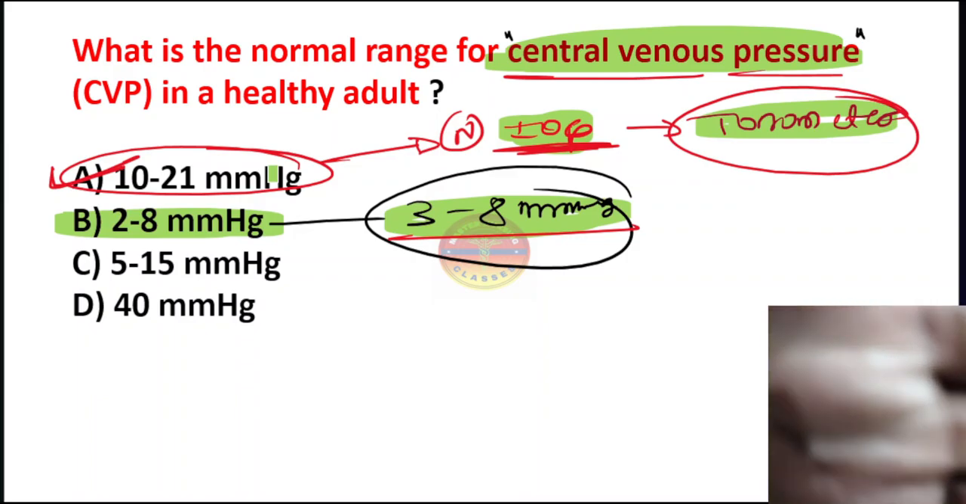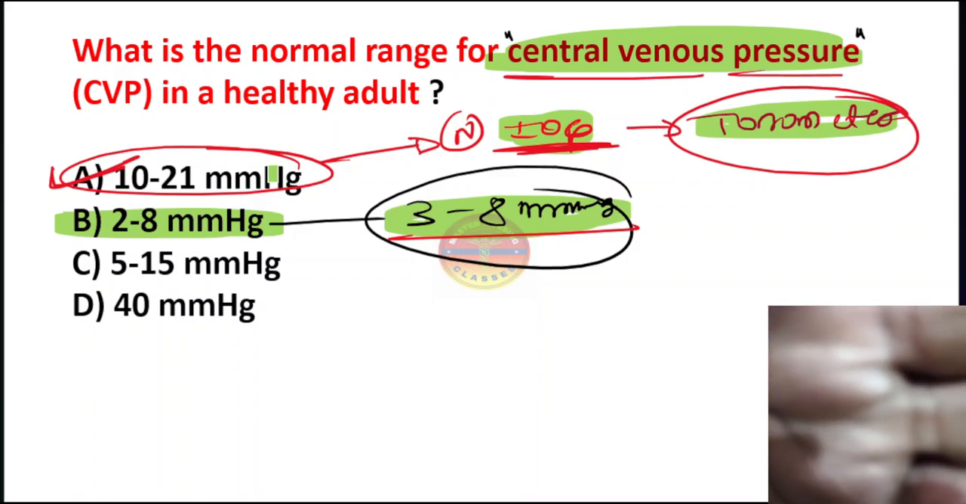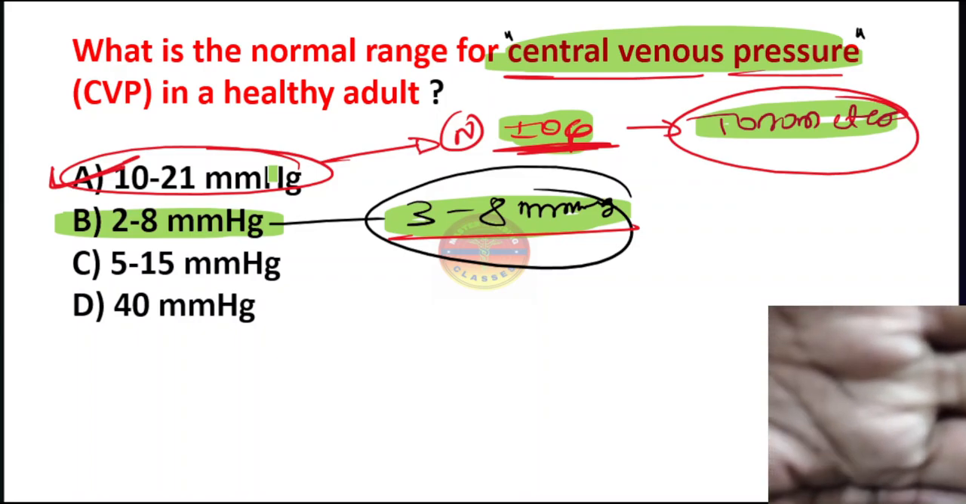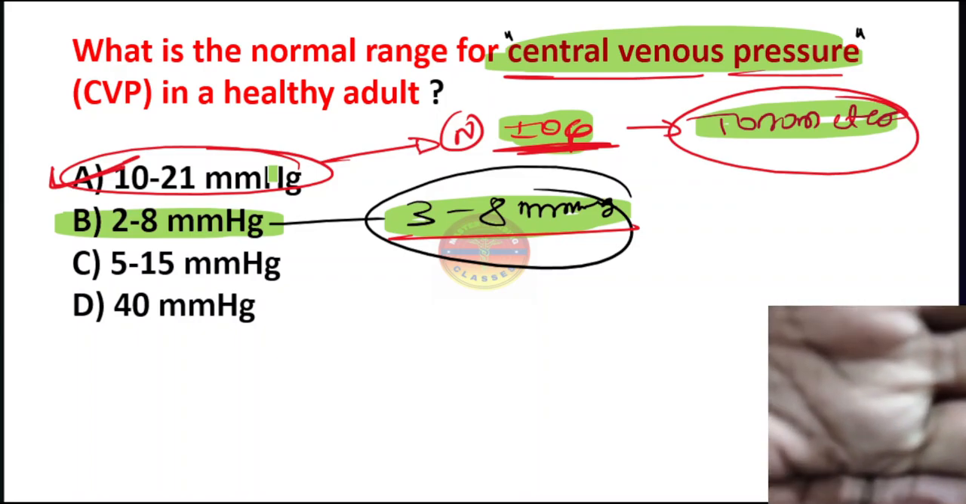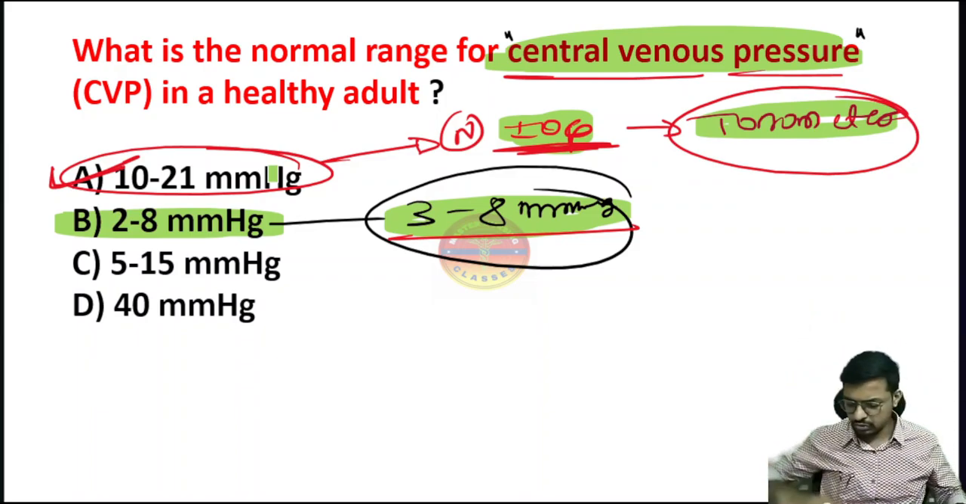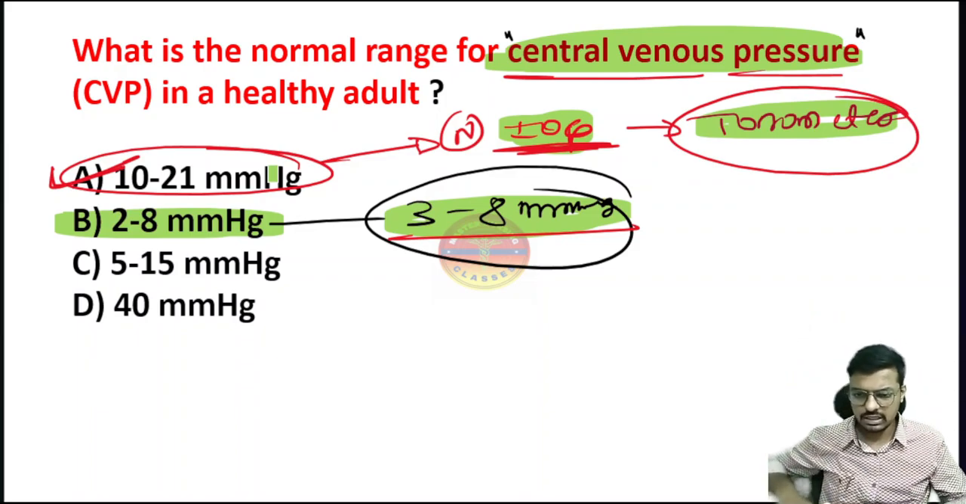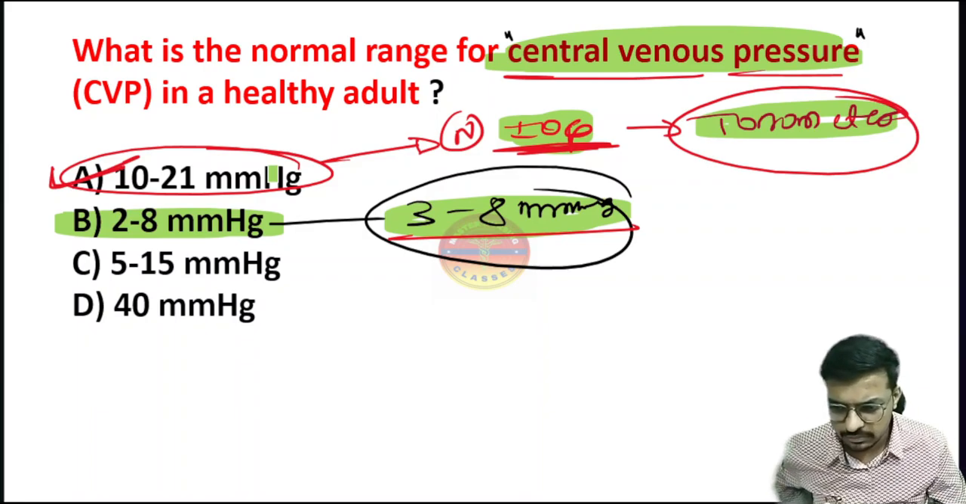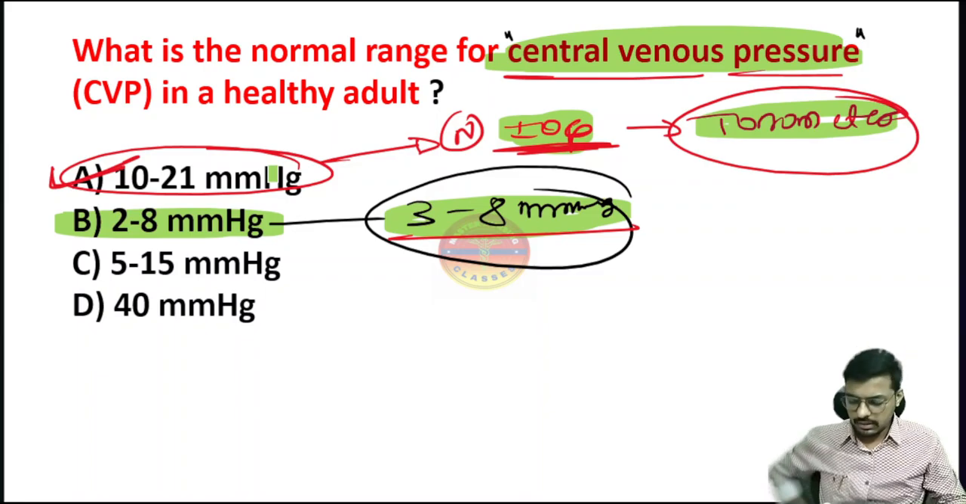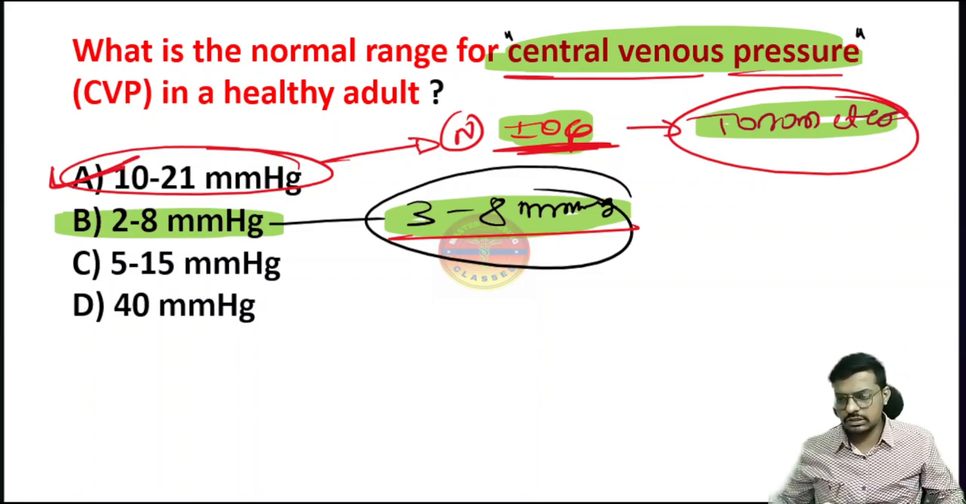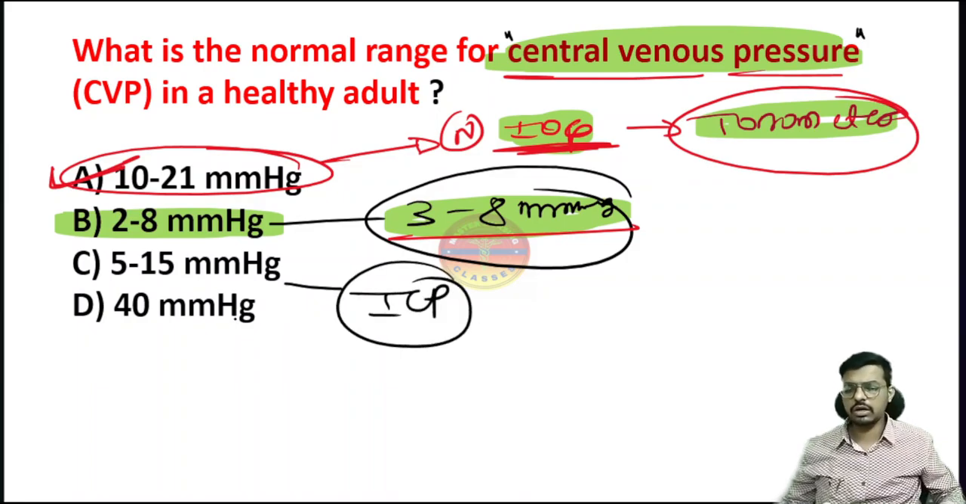Okay, the next question is: what is the normal intracranial pressure? Please do comment for the question I am asking here. What is the normal intracranial pressure? Yes, 5 to 15 mm of Hg is the normal intracranial pressure. That's the correct answer. What is intracranial pressure? It's the pressure present inside the cranial cavity, so that is called the intracranial pressure.